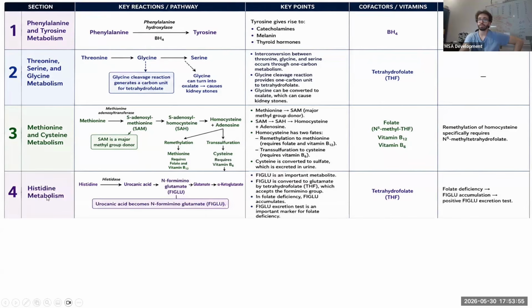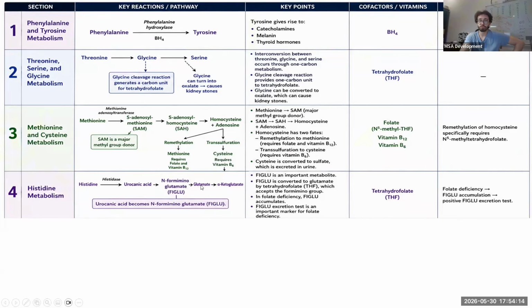Then we have histidine metabolism. Histidine, through histidase, will become urocanic acid. I don't want you to know this. What I want you to know, which is very important, is FIGLU, N-formimino-glutamate. Why is it important? Because it's converted to glutamate. It becomes glutamate. We know how important glutamate is.